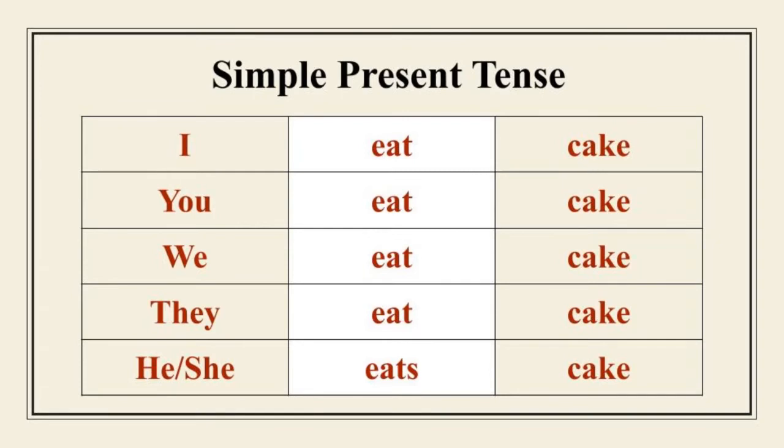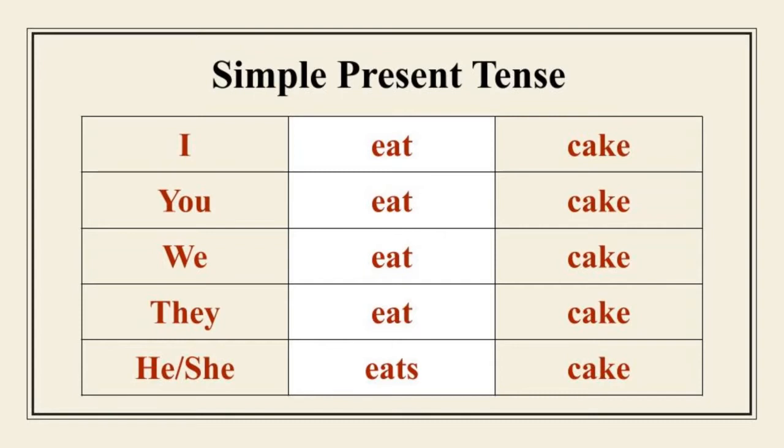Okay, now let's see how to form the simple present sentences. Normal sentences, normal statements. I eat cake. You eat cake. We eat cake. They eat cake. He or she eats cake. For third person singular, we should use either s or es. This is only applicable for third person singular, not for the first person or second person. Okay, just keep it in your mind.